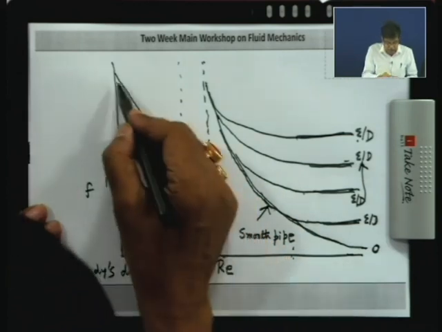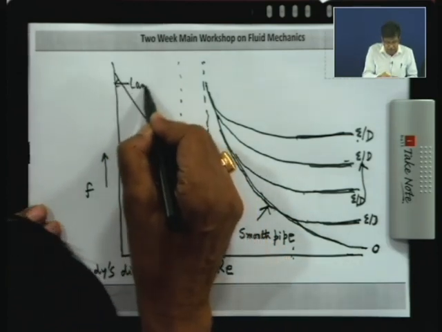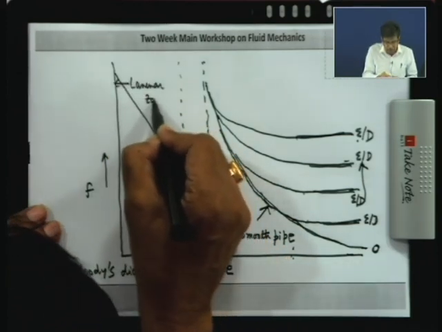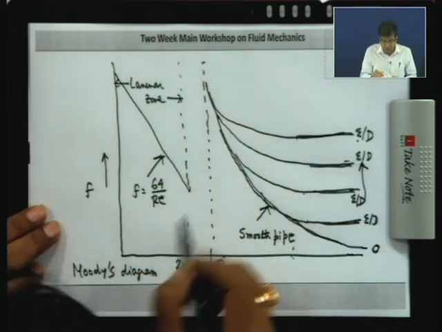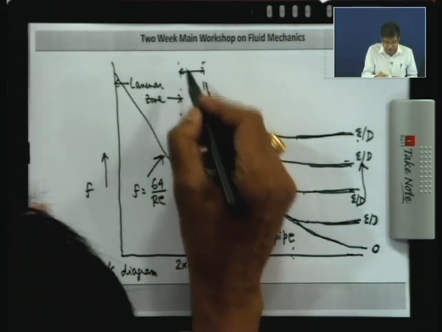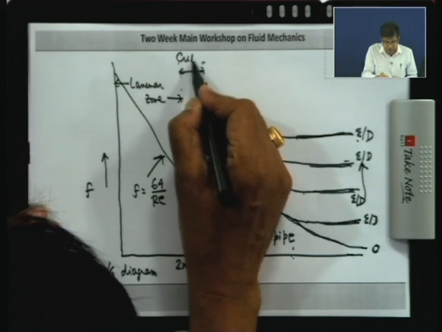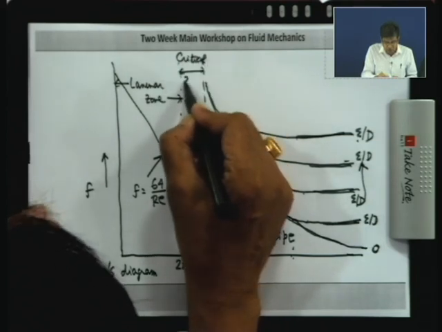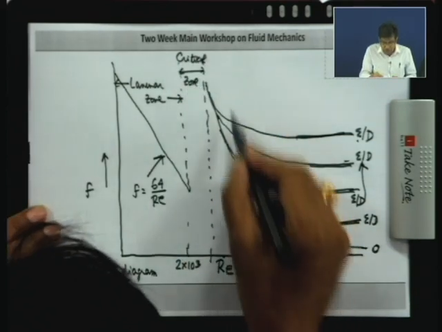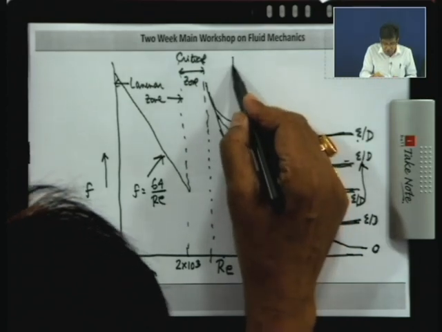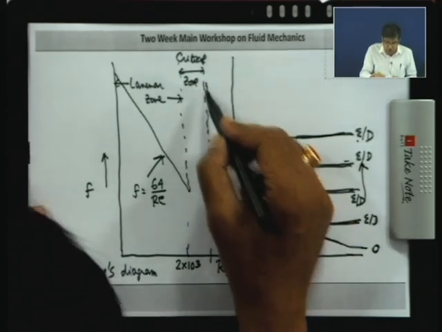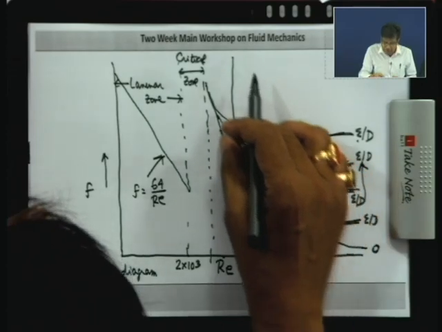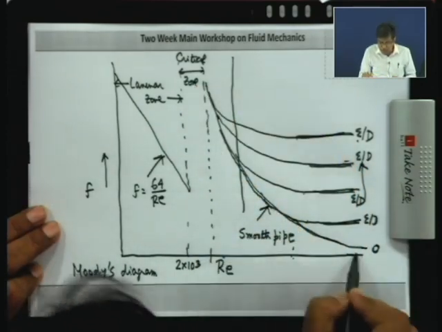I will show you the diagram taken from a book, but you understand here from my figure. This zone is the laminar zone. Obviously, this is an exact solution, already we did it, that f is 64 by Re. This zone is defined as the critical zone. Now, in this zone all these curves almost converge and coincide with the hydraulically smooth pipe line. I could not draw it well.